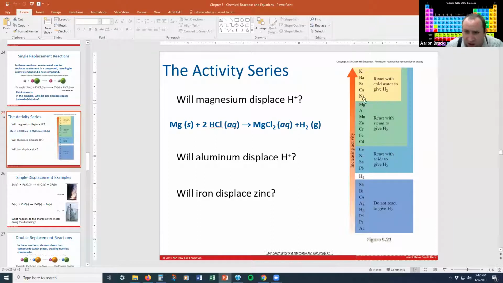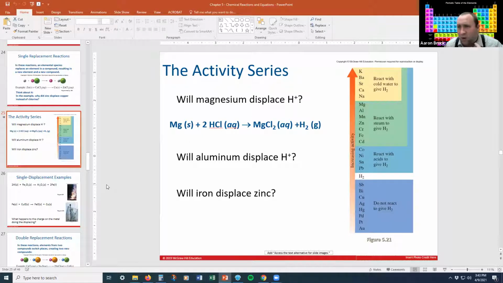These ones here require steam to get a chemical reaction with water. So obviously we've got something more energetic going on here. These ones will only displace hydrogen if the hydrogen is in acids. And these ones down here are inert toward hydrogen and will not replace hydrogen regardless of what kind of medium it is in.